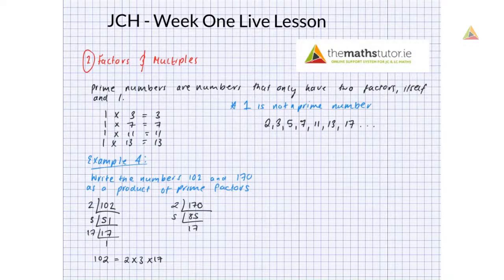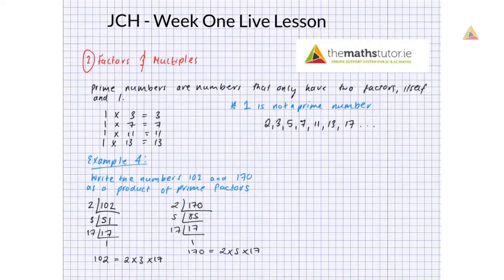Same thing again here. We know that none of these numbers are going to go into 17, all the way up to 17. So none of those numbers will go into 17, and the last one that's left is going to be 17 itself. So 17 into 17 goes once. And what we can write out now is that 170 is equal to 2 by 5 by 17.